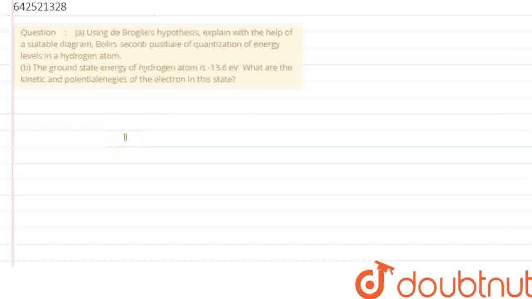Hi everyone, so we are given a question which says: using de Broglie hypothesis, we need to explain with the help of a suitable diagram Bohr's second postulate of quantization of energy levels in hydrogen atom. So here it is, Bohr's second postulate of quantization. And in the second part of the question, it says the ground state energy of hydrogen atom is minus 13.6 electron volt. What are the kinetic and potential energies of the electron in this state? So let's begin with the first part.